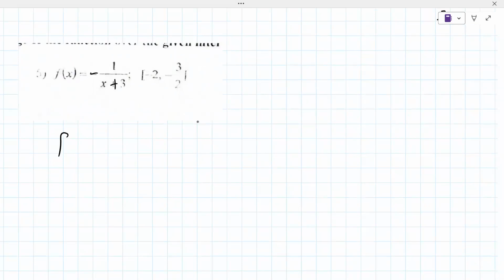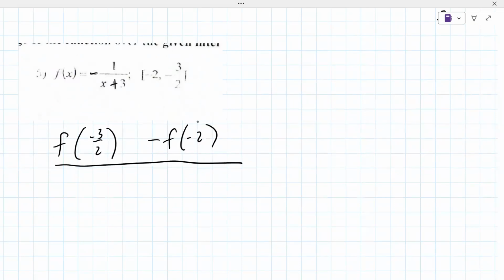Okay, so same thing here. The average rate of change is f of minus 3/2 minus f of minus 2 over minus 3/2 minus minus 2, like this. All right, so I guess the bigger challenge is putting this into there. Do you have a calculator handy? Do you want to try calculating that one for us, please? Yeah.